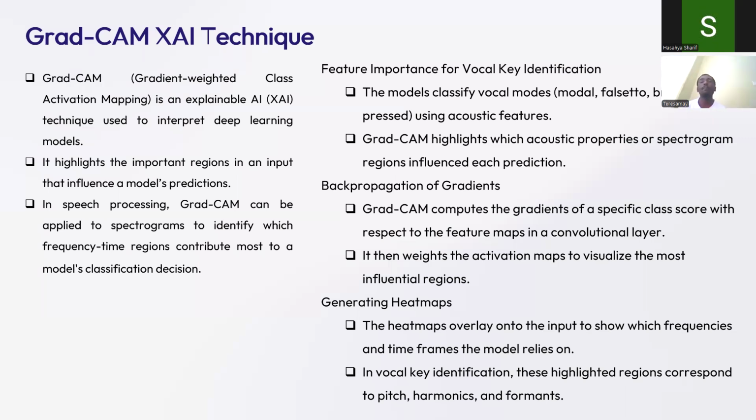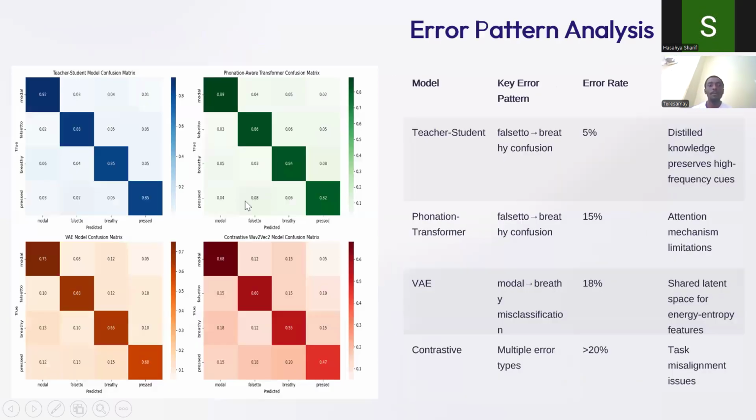So in our system, these highlighted regions correspond to the pitch. So as you can see, using Grad-CAM, we managed to generate the error patterns from our illustrations, where we illustrated the teacher-student model confusion matrices, the phonation-aware transformer, then the VAE model confusion matrix, and the contrastive Wav2Vec model confusion matrix.